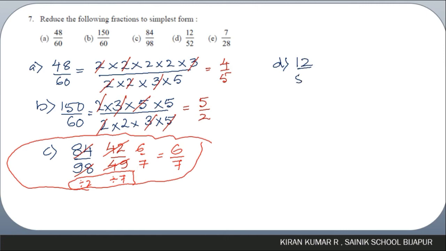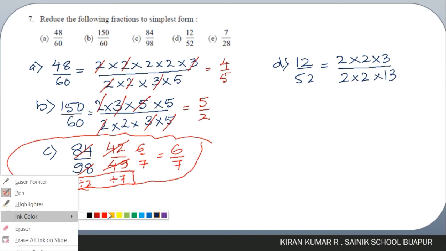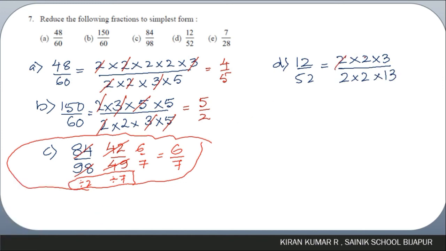12 by 52. 12 is nothing but 4 multiplied by 3, and 4 is 2 into 2. So 2 into 2 into 3. 52 is nothing but 4 13 times. So 2 into 2 into 13. Now you see the numbers 2 and 2 will get cancelled. We get the result 3 by 13.